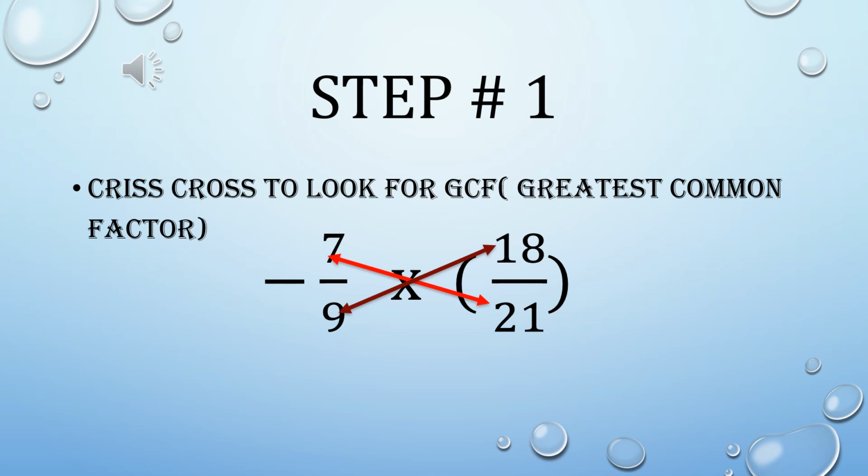What do we do first? You're going to crisscross to look for your greatest common factor. We're going to use the opposite numbers of each fraction to identify it.